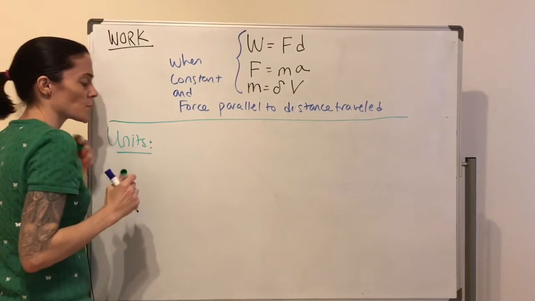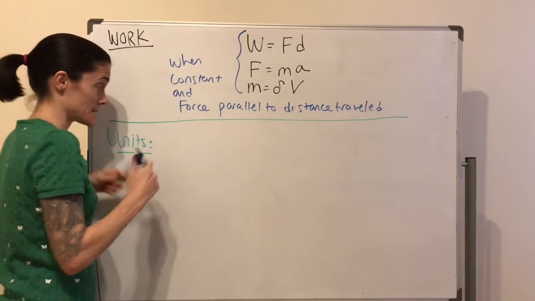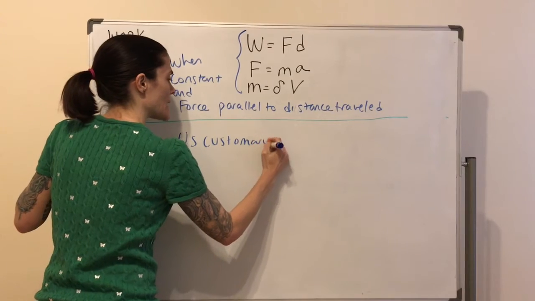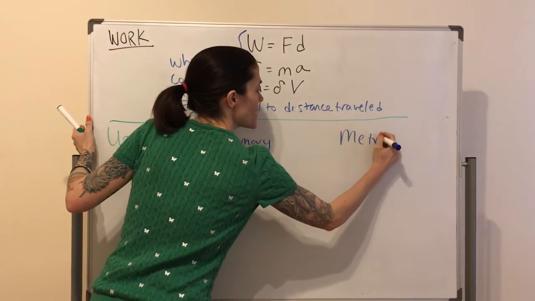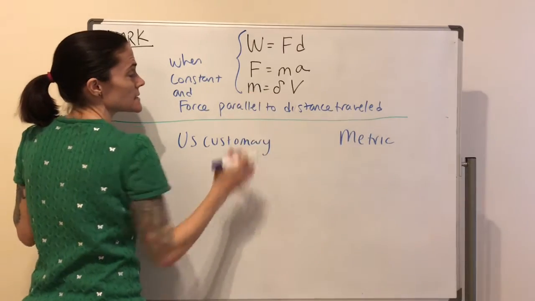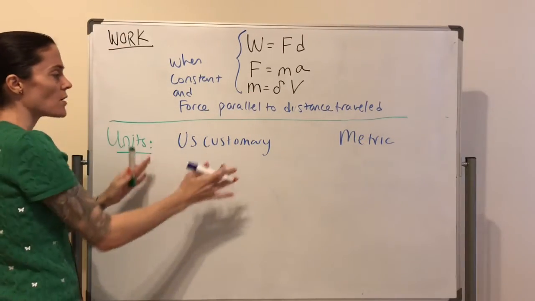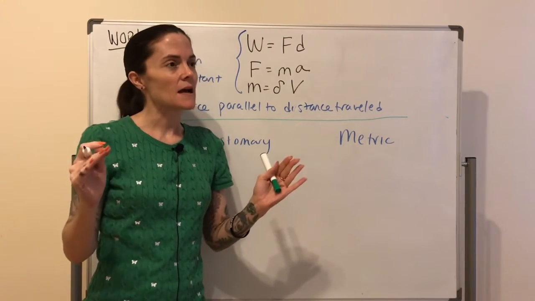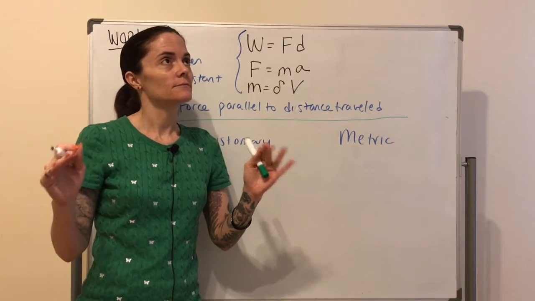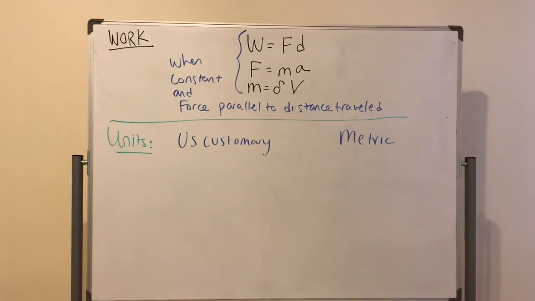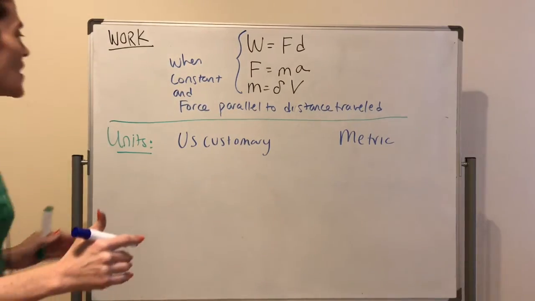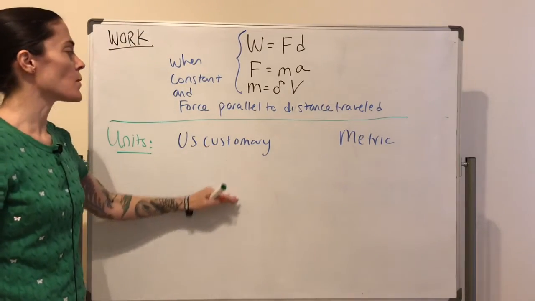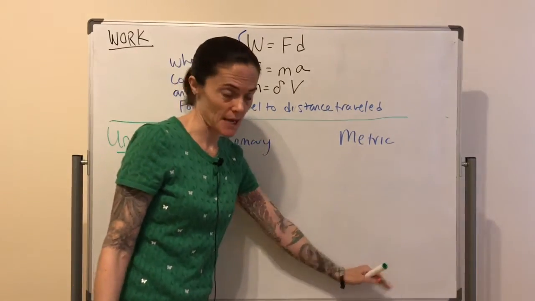In this section with work, we want to discuss both U.S. customary and metric. You might recall when we did mass and density, we really only worked metric, but we also will be working U.S. customary, and we need to be comfortable in both. We should feel comfortable working U.S. customary, we should feel comfortable working in metric.